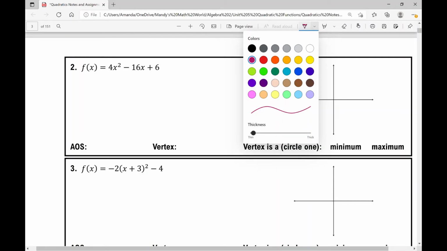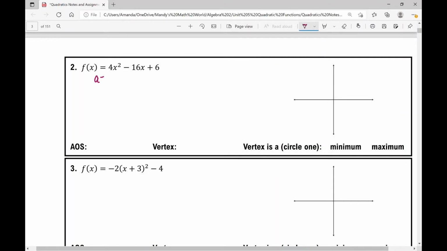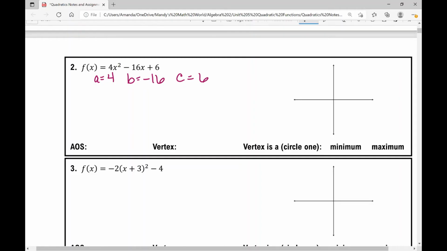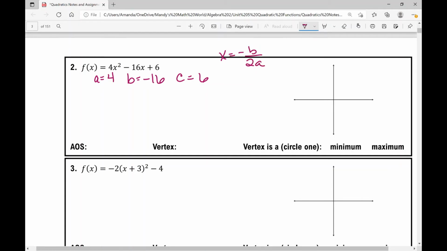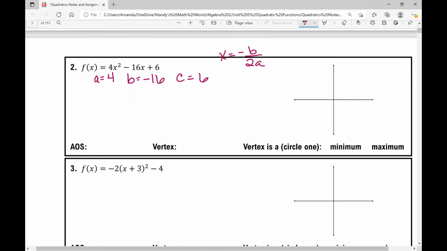So on number 2, I've got standard form of a quadratic, where a equals 4, b equals negative 16, and c equals 6. So the first thing I'm going to do is identify my a, b, and c values. And then I'm going to calculate that axis of symmetry, which is x equals negative b over 2a. This is a formula you usually are given for any test that you're doing, or it's on your formula chart. X equals negative b over 2a, axis of symmetry. You just have to know what the heck it is, right? You're using that formula to determine your axis of symmetry, so you really have to know your vocabulary here.